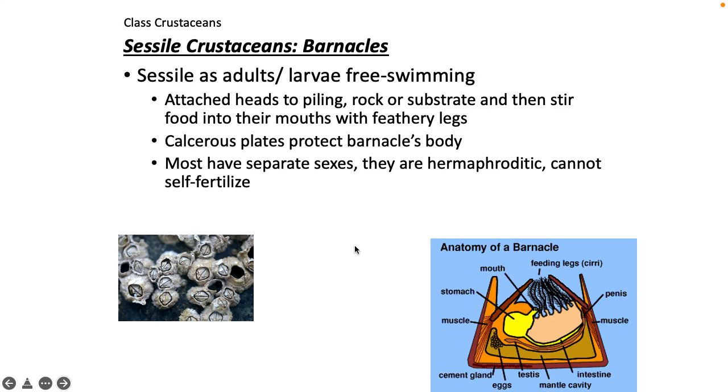Your sessile crustaceans are your barnacles. They're sessile as adults, but in their larval stage, they're actually free swimming. They have these calcareous plates that help protect them, and then the mouth is on the inside here. They have separate sexes, they are hermaphroditic, but they don't self-fertilize.